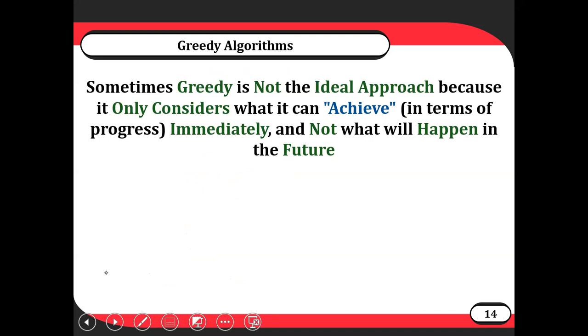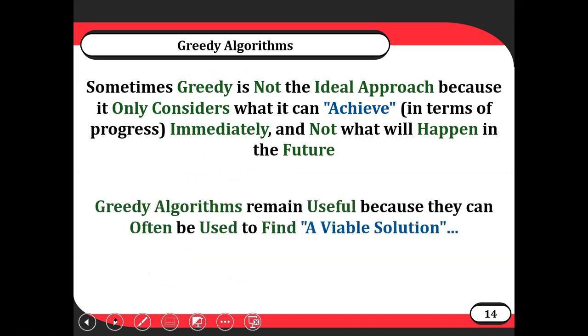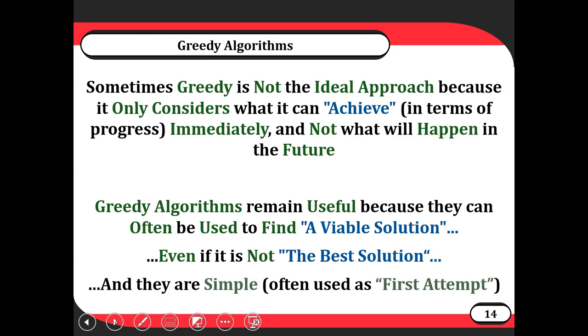Sometimes greedy is not the ideal approach because it only considers what it can achieve in terms of progress and not what will happen in the future. But they remain useful because they can often be used to find a viable solution. So sometimes greedy algorithms may not find your perfect solution, but they find a pretty good one. So they can be quite useful. And if you're trying to design an algorithm to solve some problem, you would often start with the greedy and say, well, okay, what can happen if we try the greedy algorithm? And what's the worst that can happen? What's the best that can happen? And what do we expect to happen?